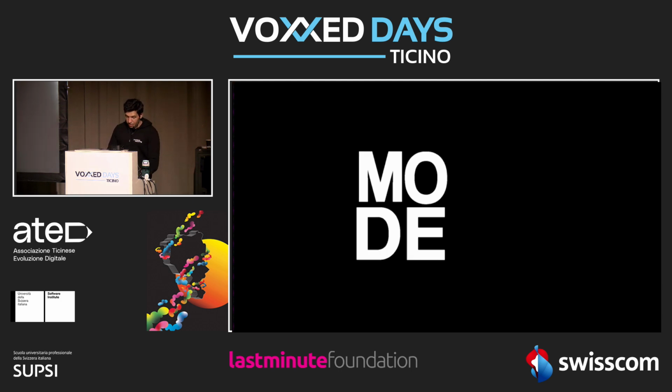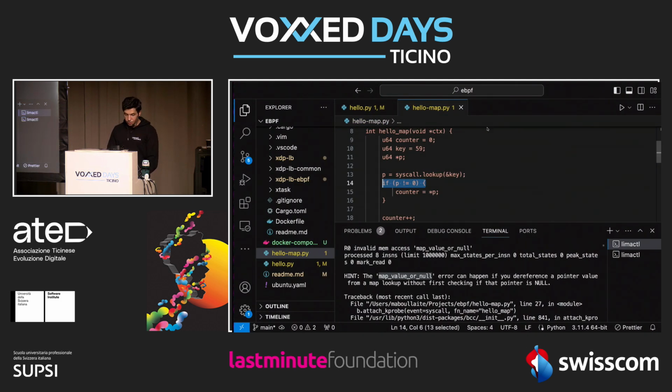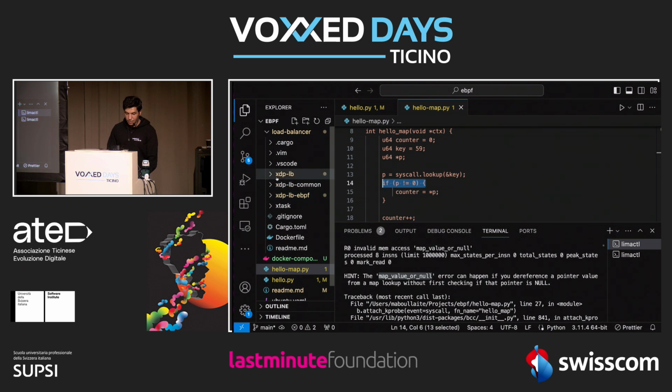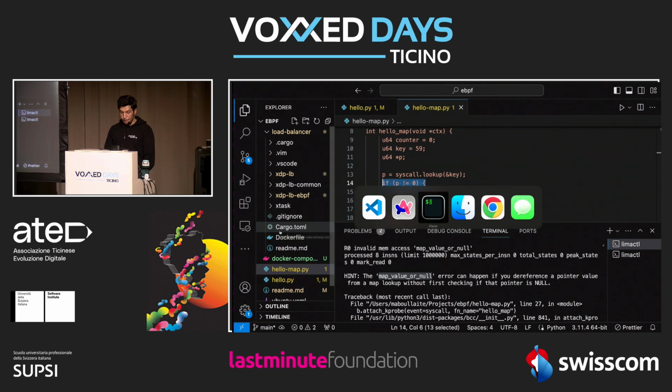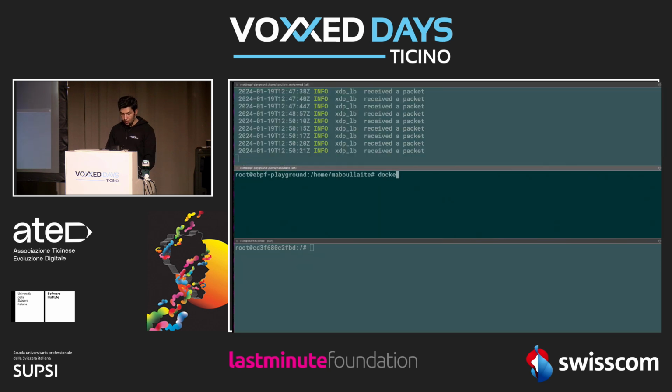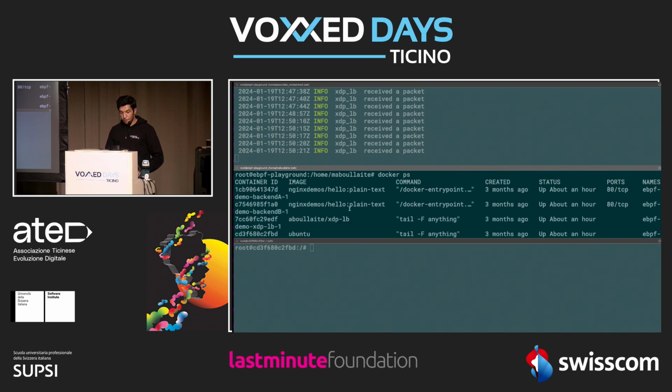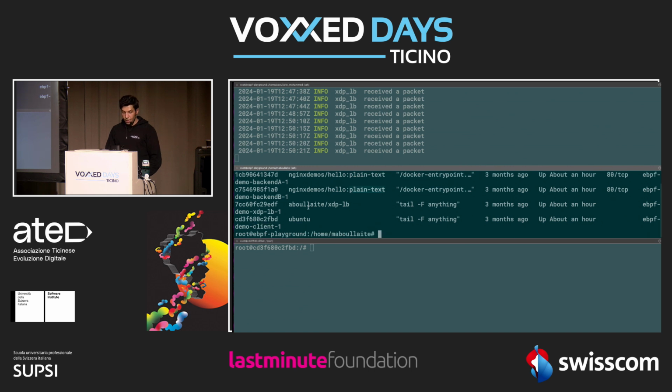I only have 7 minutes, a demo, and then a number of slides, so I'm going to run a little bit fast. The second demo is basically a load balancer built using Rust and Docker. I have 4 containers: backend number 1, backend number 2, a load balancer, and the client. And the client is this one.